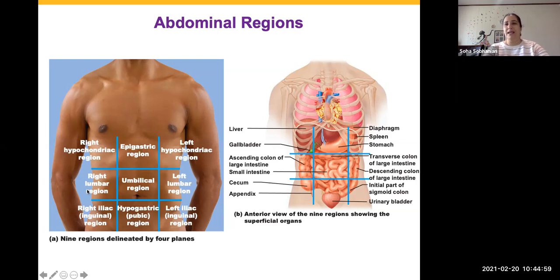Okay, right and left lumbar. So again, easy. Lumbar means back. So we have the right lumbar, back, and left lumbar. That's simple.